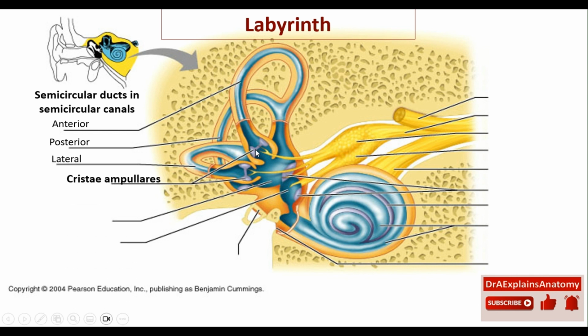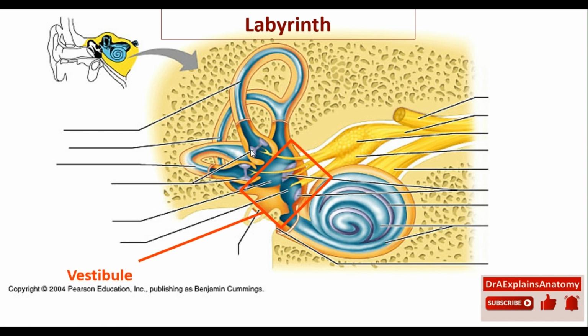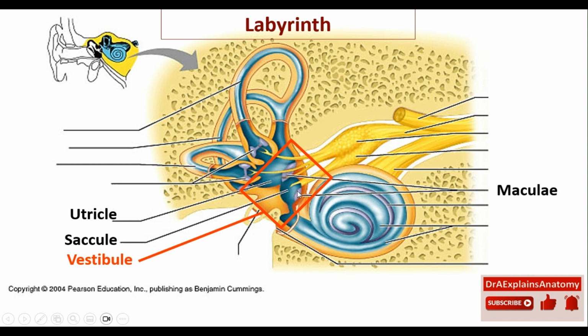This right here is the crista ampullaris. This entire structure is the vestibule. In the vestibule, we have the saccule right here. We have the utricle right here. And also we have the macula right here. So the macula lutea is a structure in the eye. The macula is a structure also in the vestibule of the labyrinth.